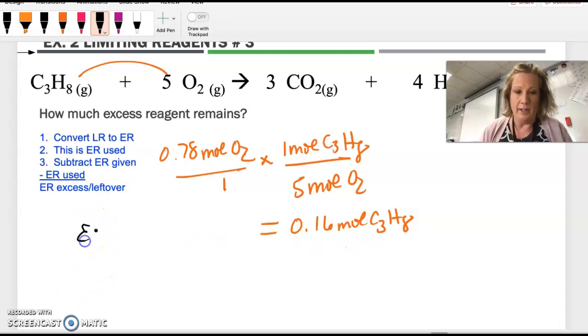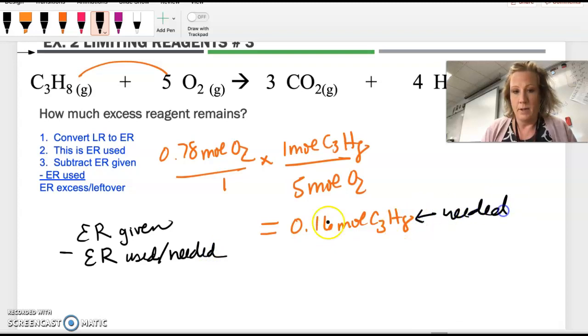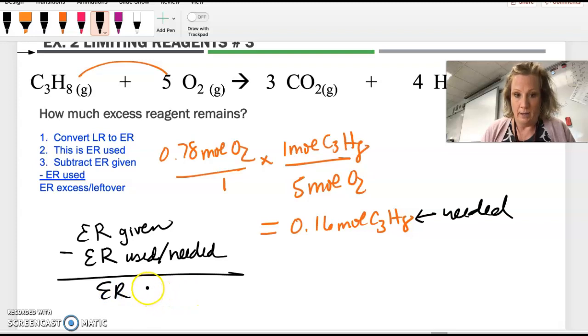So it's really like you're taking your excess reactant amount that's given in the question, and then you're going to subtract the excess reactant amount that's going to be used or needed, which is this one. And then that'll give you how much excess reactant there really will be left over.